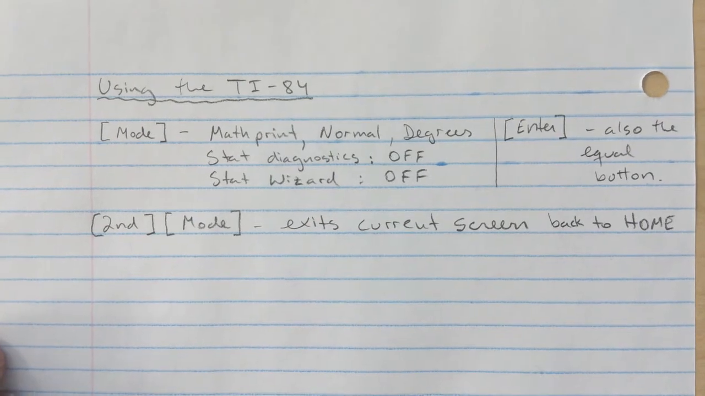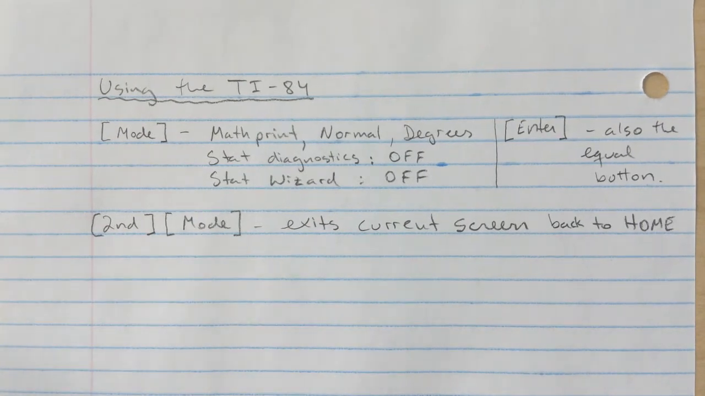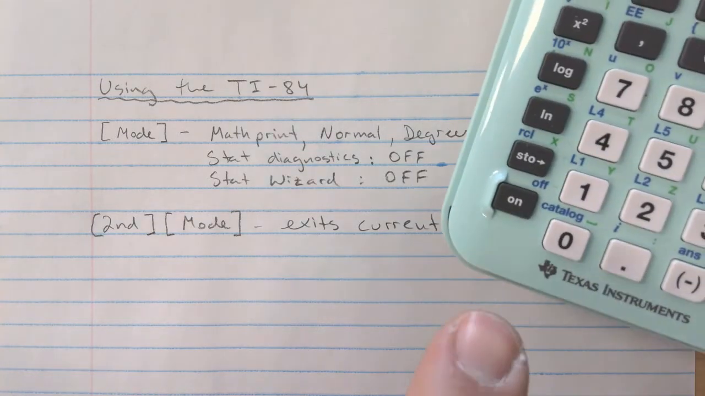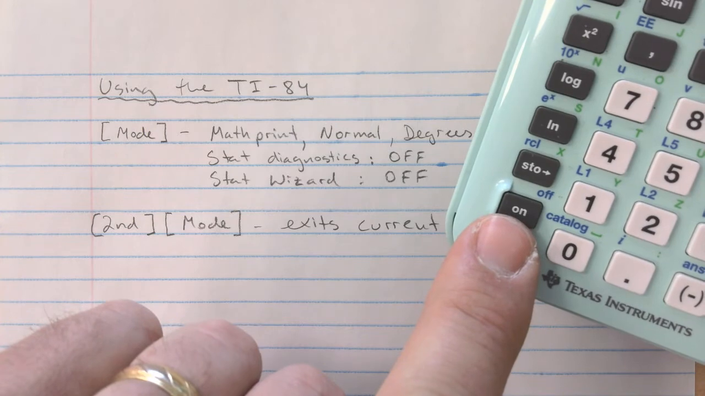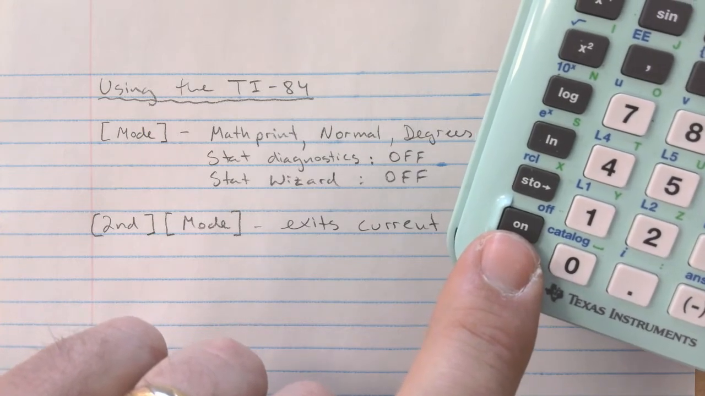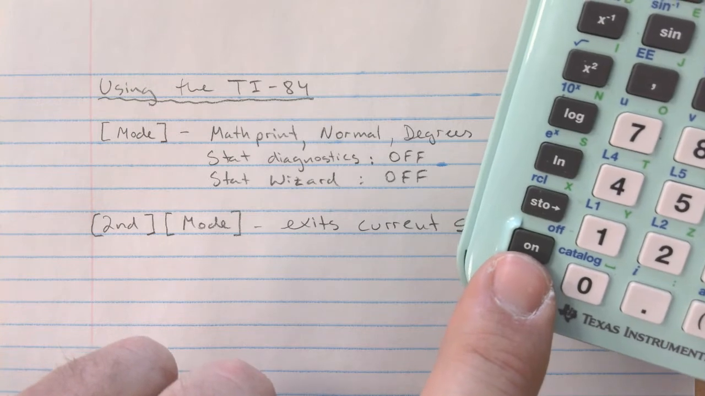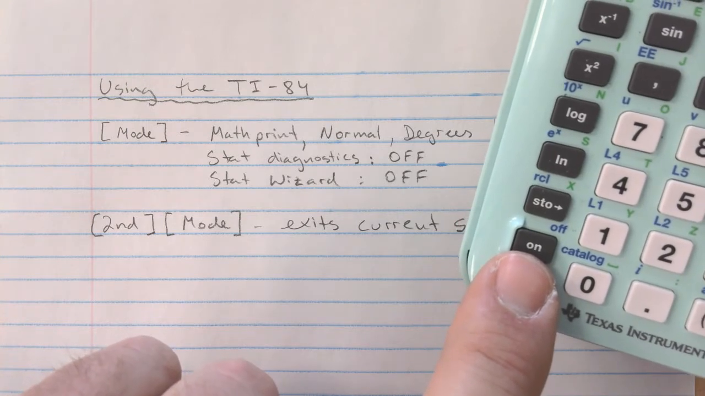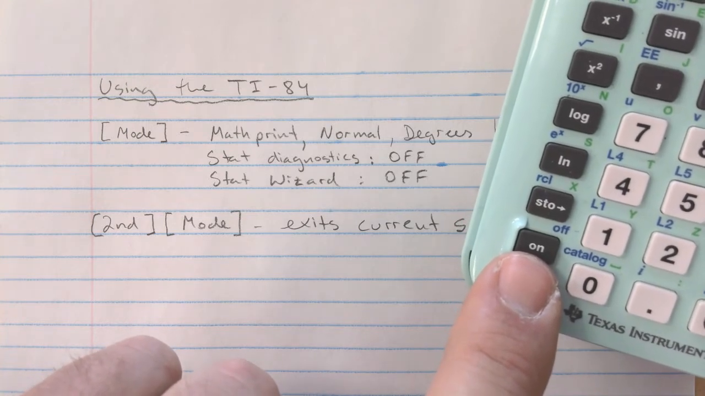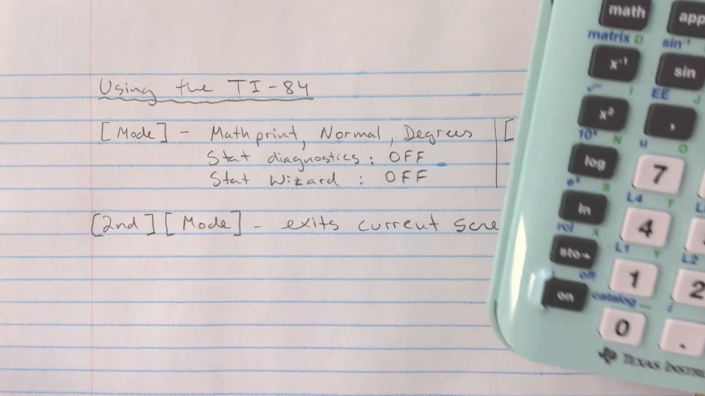So let's do that part right now. So turning it on, there should be an on button at the bottom left. That is also your off button. Your calculators will turn themselves off after a while. They have, I think, a 5-minute screen time or something, and then it will just turn off.